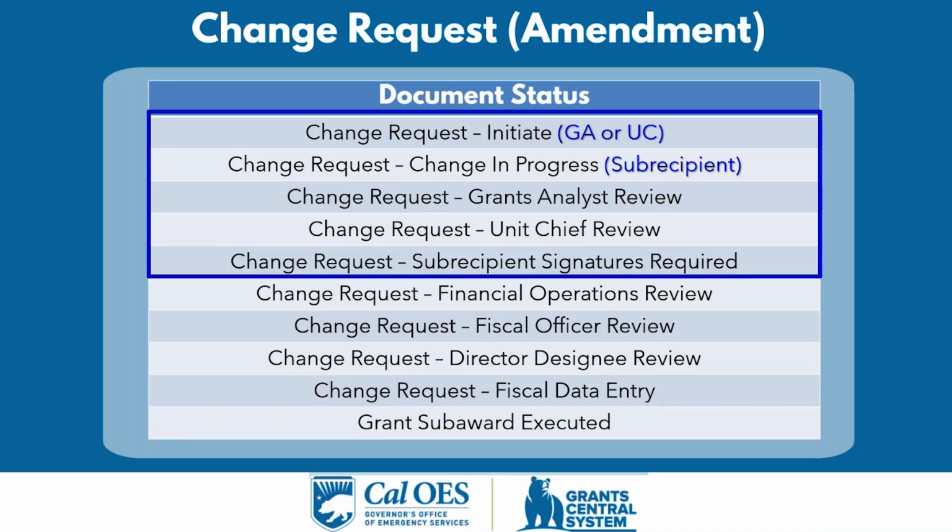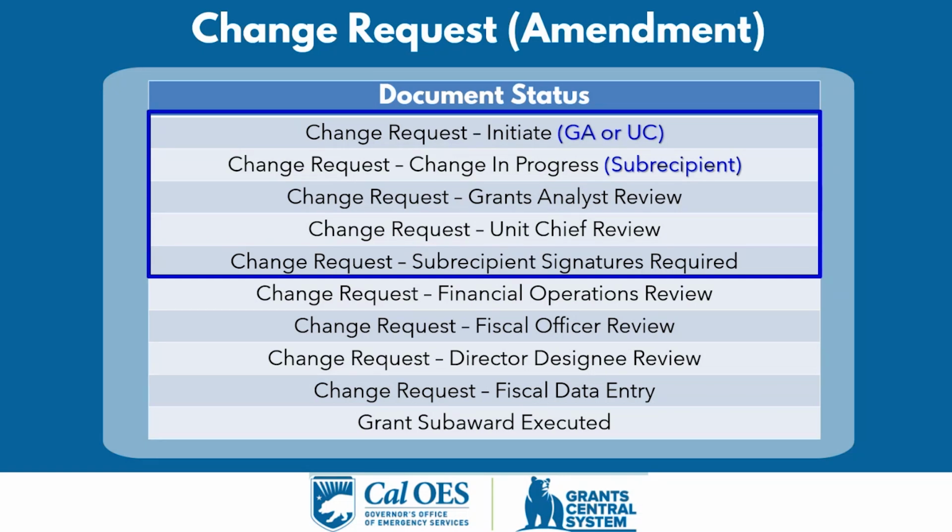It starts from initiating the change request by Cal OES all the way to making the changes to the necessary forms and submitting those changes by the subrecipient to the review, approval, and signatures. I will briefly touch on the additional processes, but this is what it'll look like.